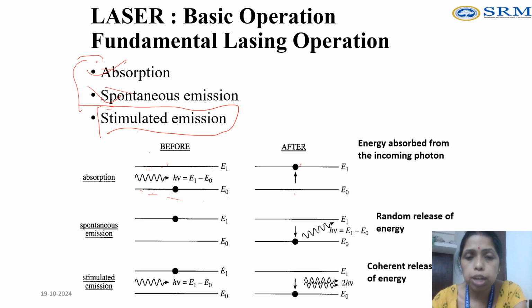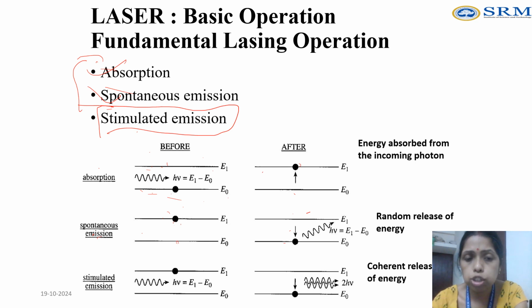After some time, this electron will not stay forever. It will stay for some time, but not for a longer period in the upper or excited state. So it has to come back to the ground state. What happens when it comes from the upper state to the ground state? It will emit a photon. So the transition from ground state to higher state is absorption, and the transition from higher state to ground state is the spontaneous emission.